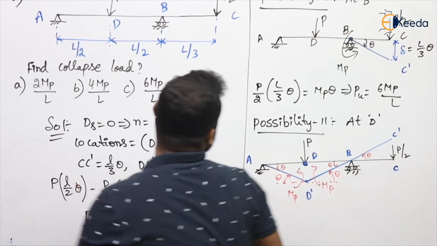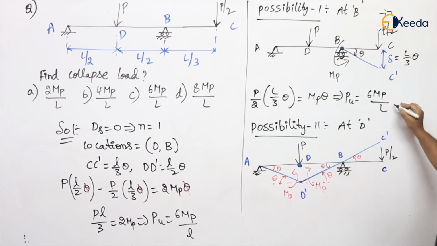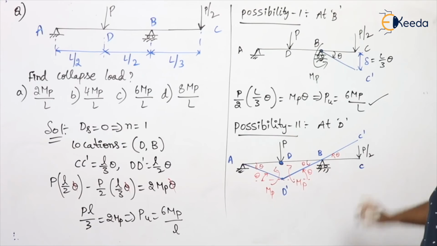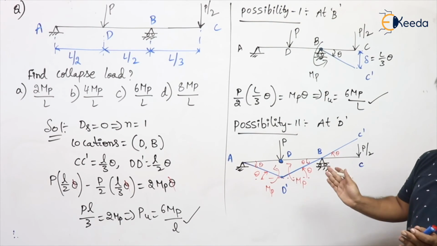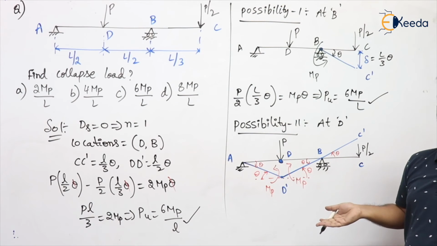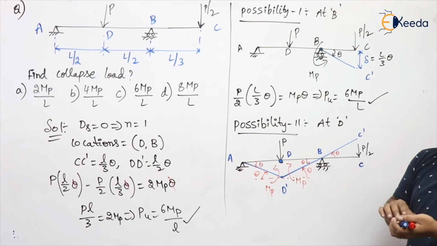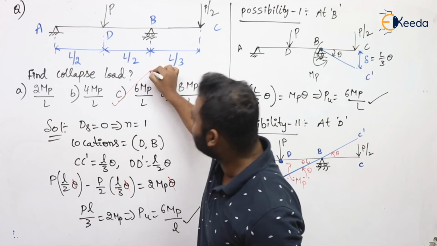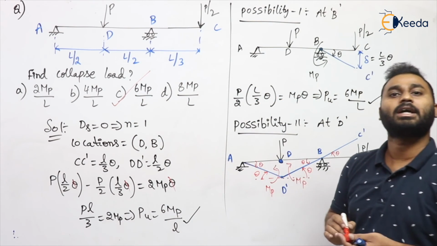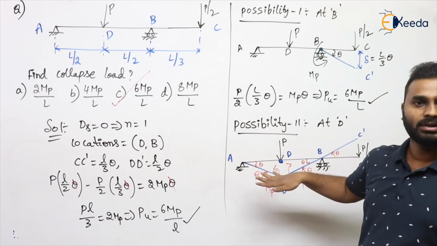Now if you observe both the cases, in possibility 1, the collapse load is 6 MP by L. In possibility 2 also, the collapse load is 6 MP by L. In both the cases, the collapse load is the same. So obviously the collapse load for this case is 6 MP by L. Which option is correct? Option C. Option C is correct for this question. Is it clear, everyone?